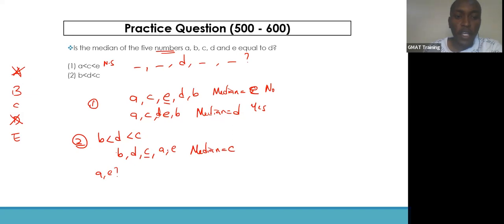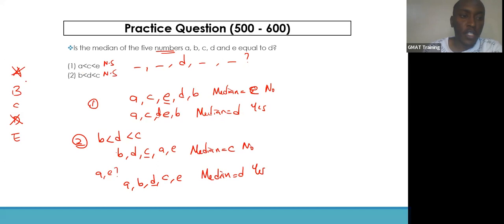What if A and E are distributed equally between the right side and the left side of D, so that we can have A is less than B, B is less than D, D is less than C, and C is less than E? Then the median equals D. For this case, yes, the median is D. For the other case, no, the median is not D. This statement is also not sufficient, and therefore B is out. Let's see if it's C or E.